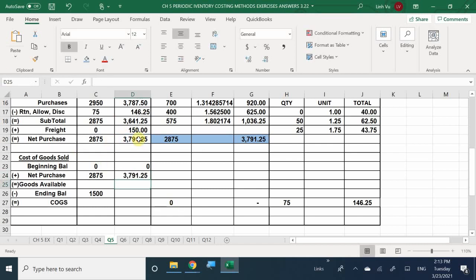3791.25. Okay? And here, my goods available is going to be exactly what my net purchases is because I have no beginning inventory. So you could, just for calculation purposes, make sure that you add them together, even though we know there is no beginning inventory. So it's not going to affect my quantity or my total cost at all. It's going to be what my net purchases are. Okay? The goods available equal the beginning plus the net purchases, yes.